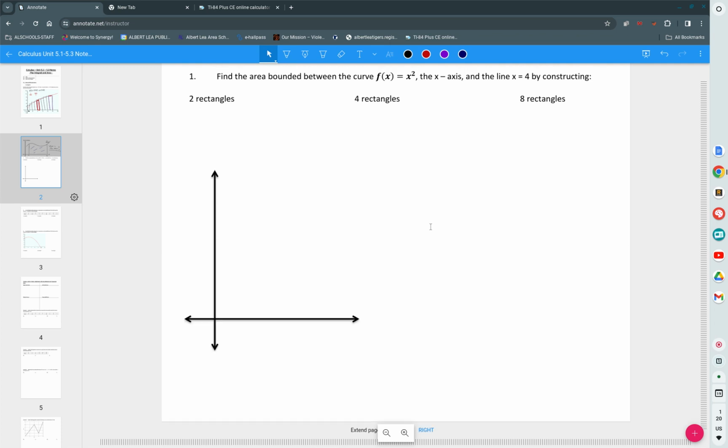Find the area bounded between the curve f of x is x squared, the x-axis, and the line x equals 4. So I have x squared and I have the line x equals 4.